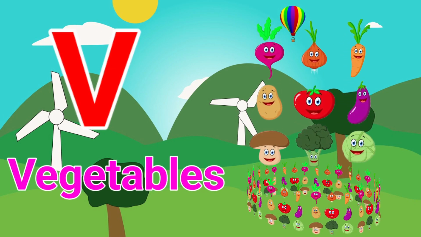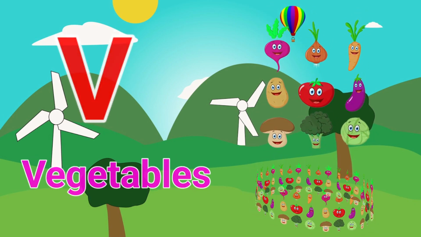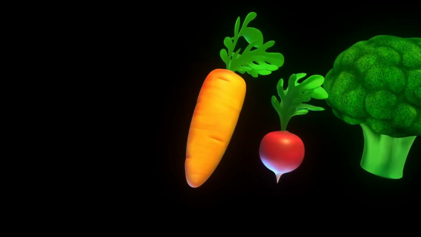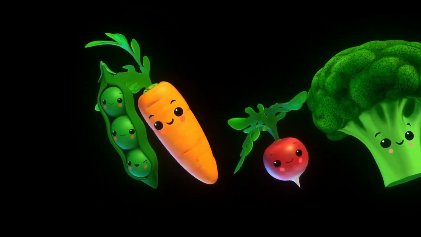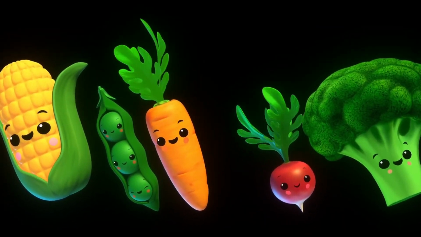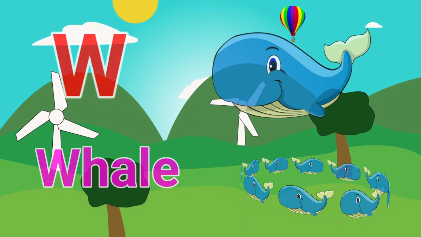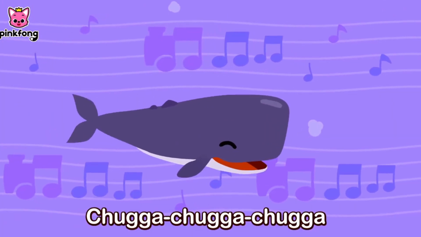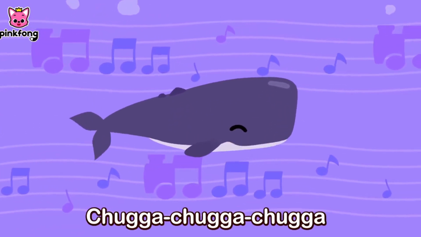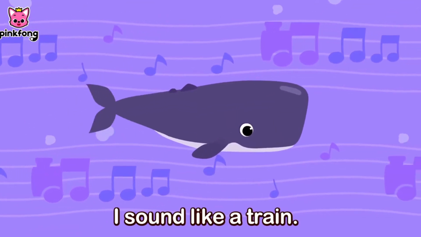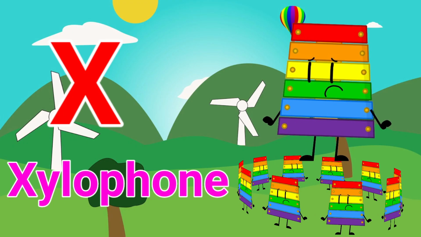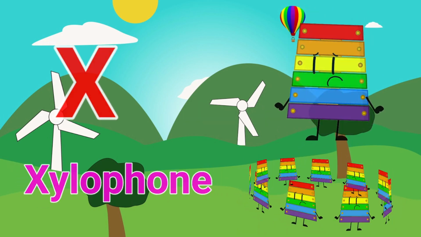V is for vegetable. W is for whale. Chugga chugga chugga choo choo choo. I sound like. X is for xylophone.